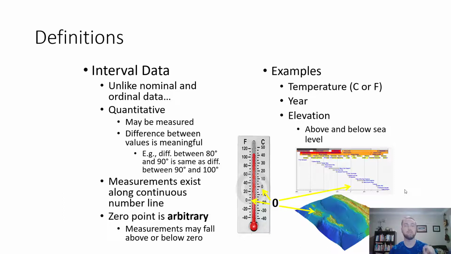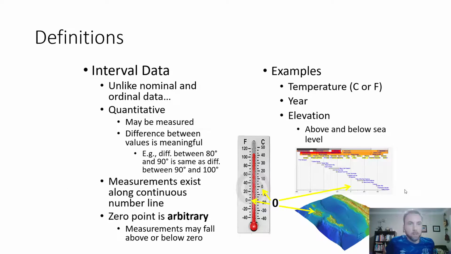So what that means is that zero in this case is arbitrary. Zero could be anywhere along a number line. If it's Celsius, it's over here. If it's Fahrenheit, it's over here. So the number zero has no real significant meaning, but there are measurements that fall above and below it.